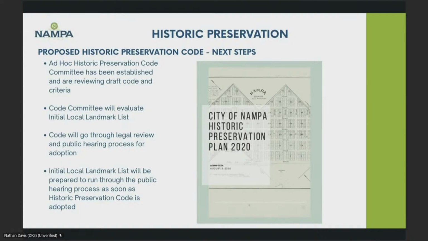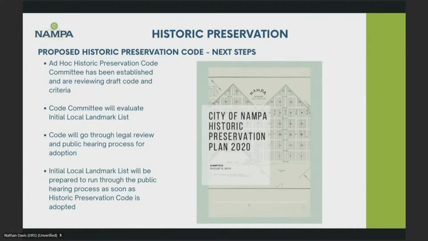And as we have this conversation about form-based code, just for everyone to keep in the back of their mind, protecting our historic buildings and the buildings that we love in the community is something that's top of mind. It just doesn't fit into this particular form-based code context in the way that we're used to looking at historic preservation in Nampa.